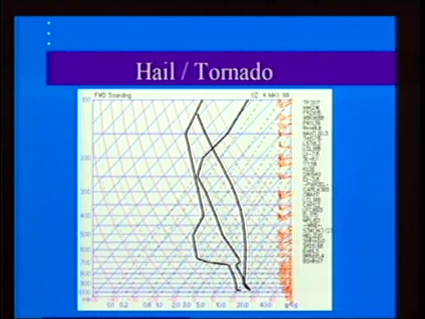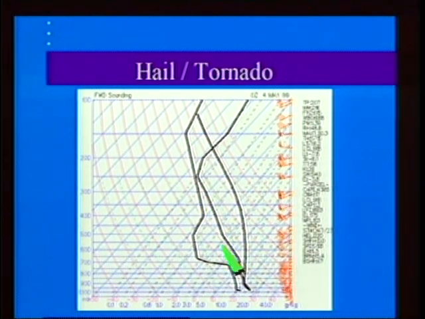Here's another sounding which also could produce the same type of severe weather that we looked at in the previous sounding. It has a significant amount of CAPE here. It has this dry air in the middle troposphere, and you're generating this large amount of CAPE because you have warm air and moist air in the lower troposphere.